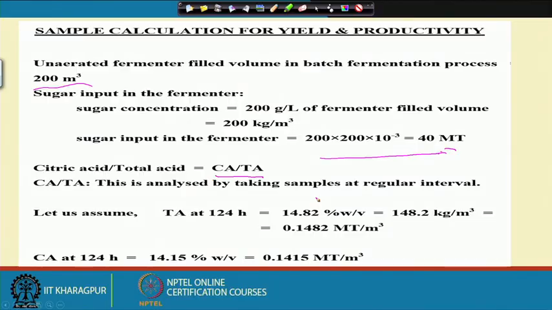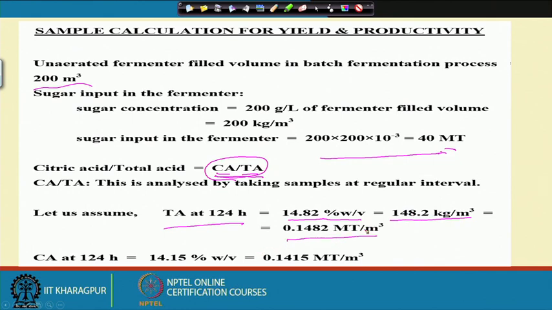We find out how much sodium hydroxide is required to neutralize the acid, and that is correlated with the total acid yield. That is why you can see we have a ratio of citric acid and total acid yield. So, now total acid at 250 degrees centigrade is 14.82% weight by volume, which means 148.2 kg per cubic meter.